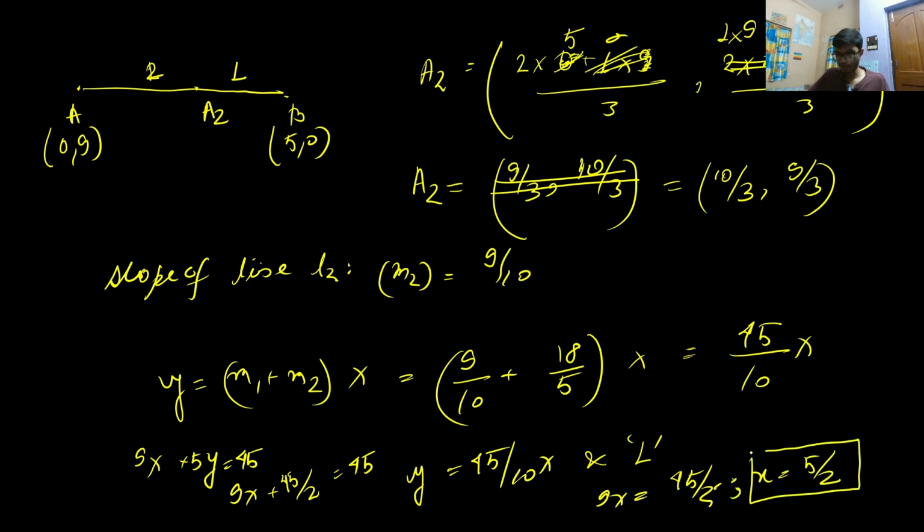So if you have the value of x as 5 by 2, then you can calculate y as 45 by 10 into 5 by 2. Okay, so that will give you again 45 by 10 only. So y is equal to 45 by 10 and x is equal to 5 by 2.